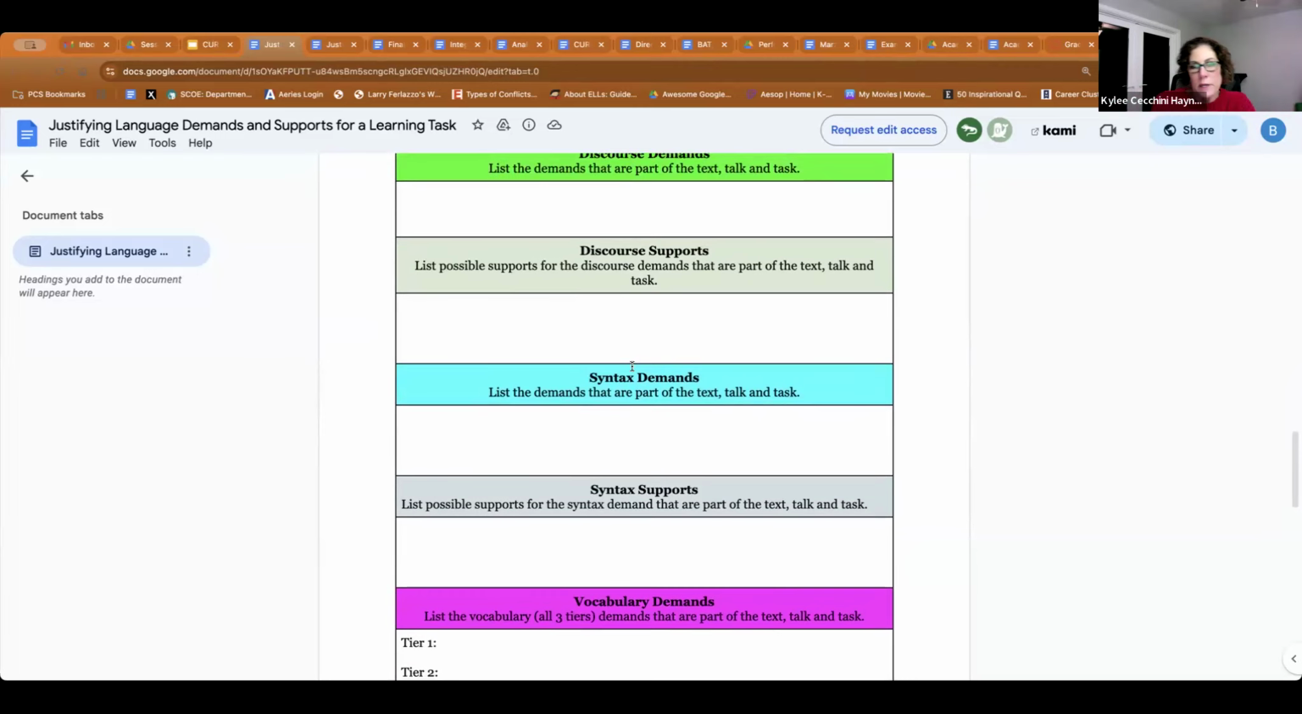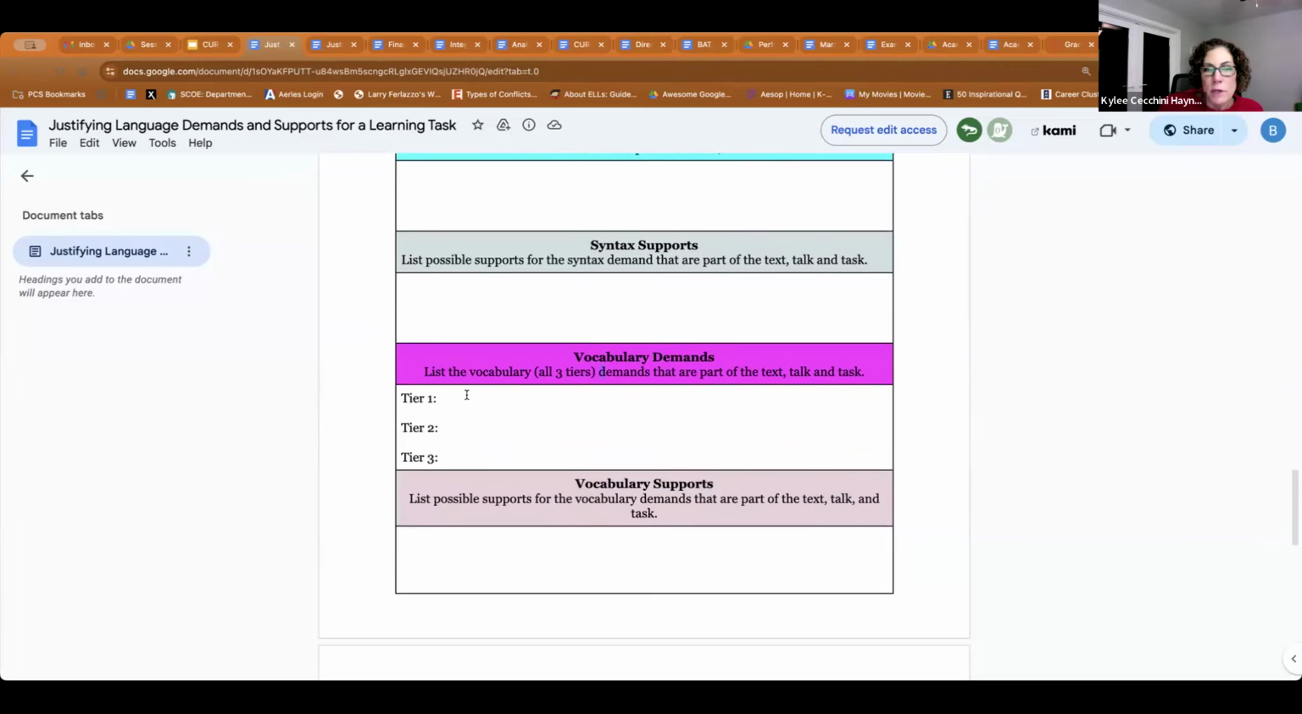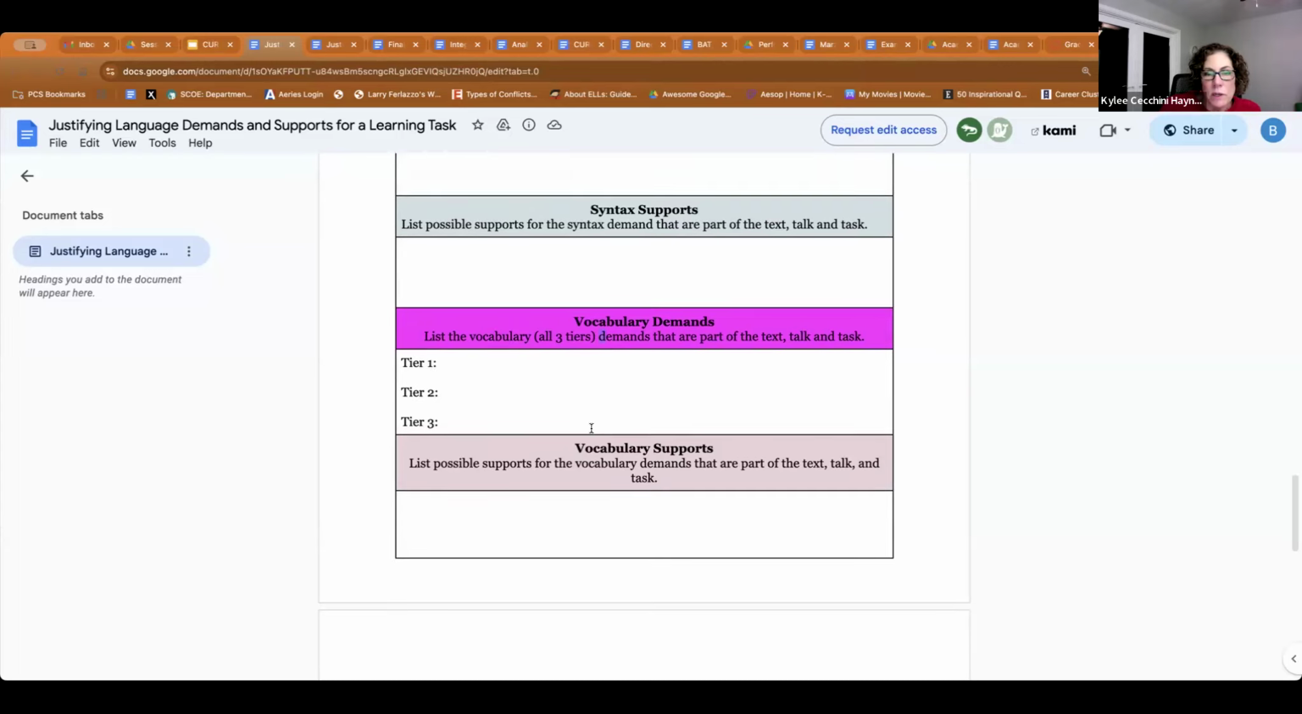Remember, it's one or the other. And then vocabulary. What are the vocabulary demands? And you don't have to have all three tiers. This says you do, but you don't in the EdTPA. So if they're all tier 2 words, just list them there. They don't have to be 1, 2, and 3.